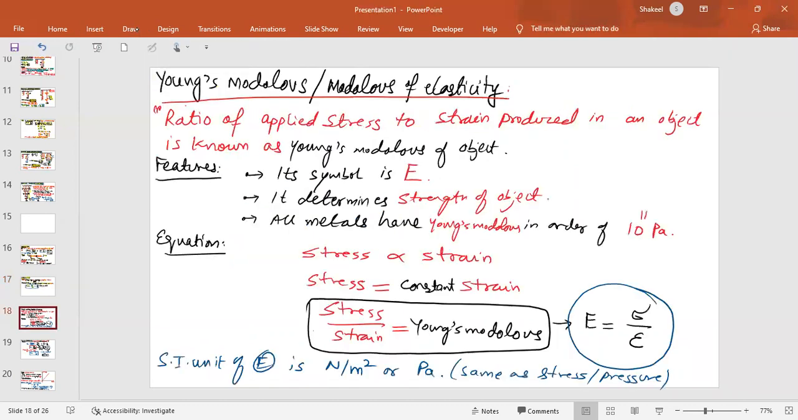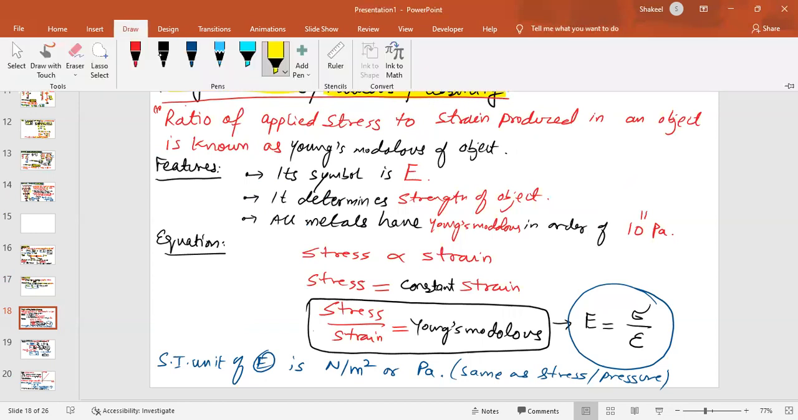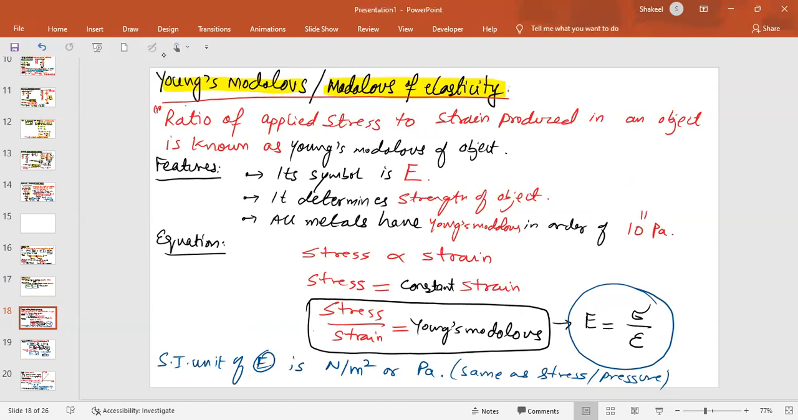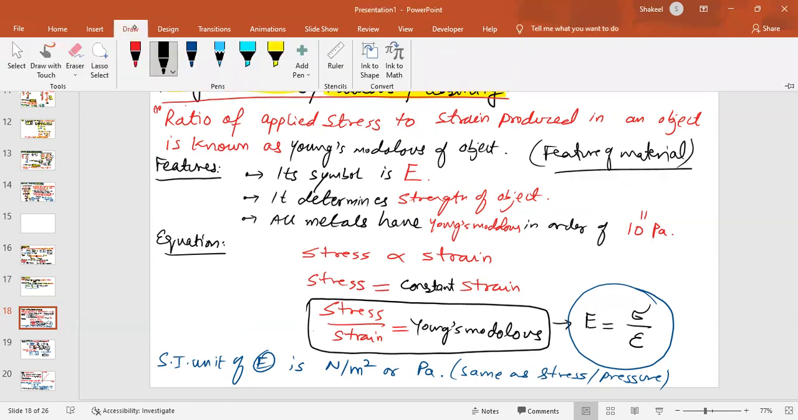Well, there is a term related to stress and strain, which is Young modulus or modulus of elasticity. This term is similar to density and similar to resistivity. Young modulus is actually a feature of the material of the wire, just like density. For density, you can have any mass or any volume, but its density is the same.